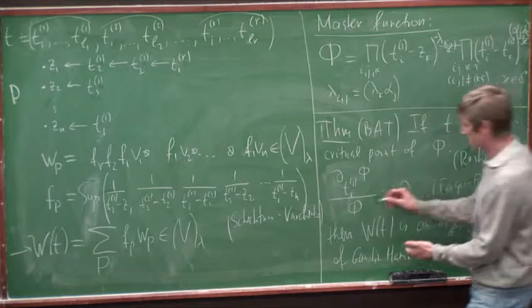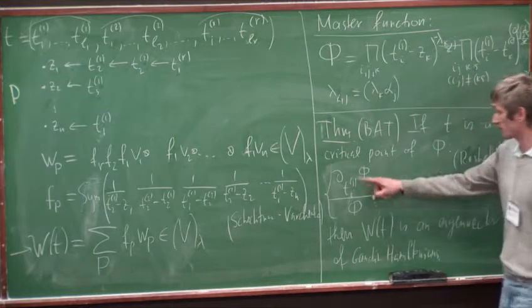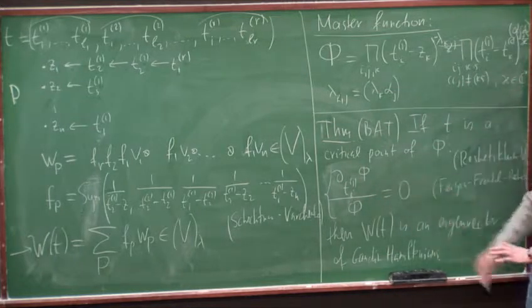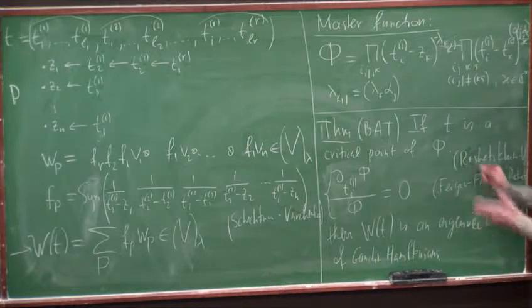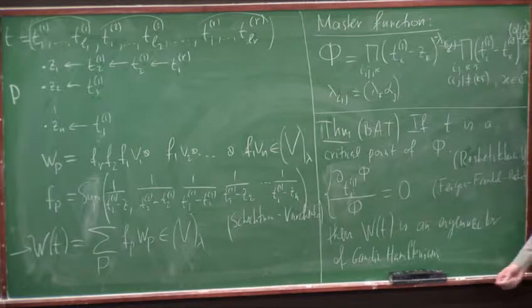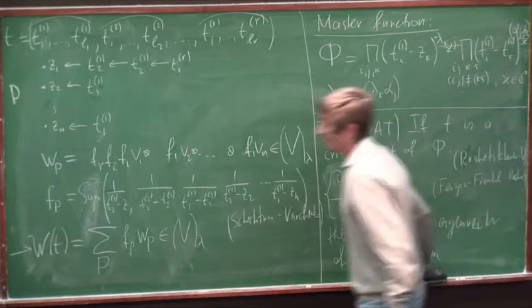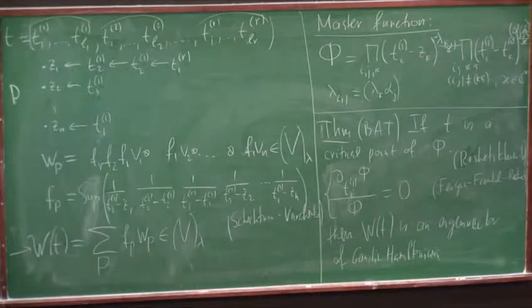First you solve this system of equations for all i and j. This should be a critical point of the master function. Then you substitute it into the weight function and you get your eigenvectors. And so there is this theorem, conjecture. This is called Bethe ansatz completeness.